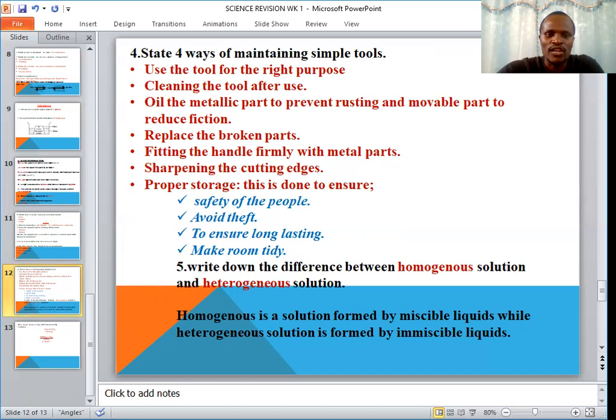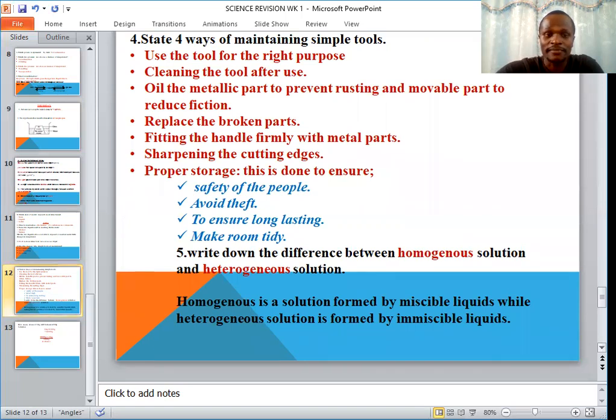Then lastly, to keep the room tidy. Don't just put these tools anyhow. At least arrange them somewhere, have a special place where they should be kept, so that even when one comes into the house, they can see the room or the house is well arranged, and there is nothing that can make one become annoyed.